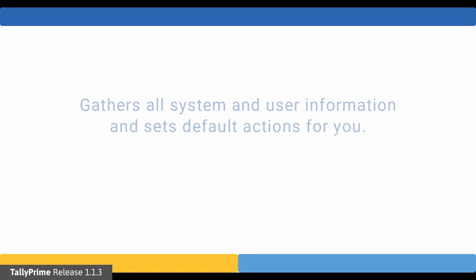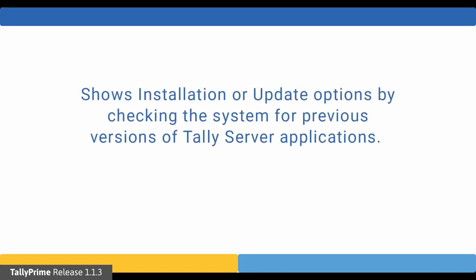The built-in intelligence of the setup manager gathers all required system and user information to set default action on its own. For example, if TallyPrime server is installed for the first time in the system, the installation options are shown. In case Tally Server 9 or older version of TallyPrime server already exists in the system, then the setup manager will show the update options by default.